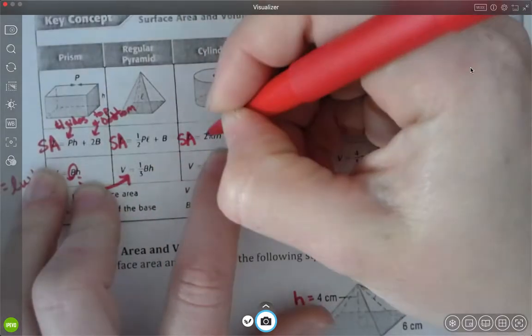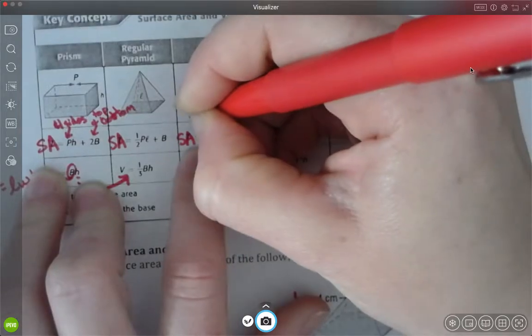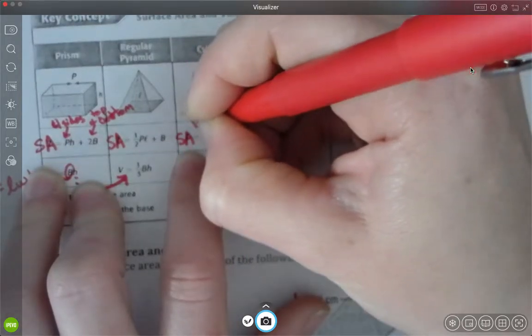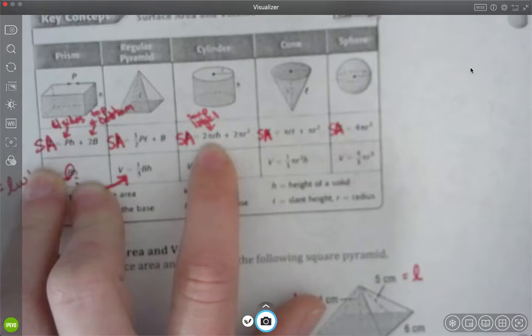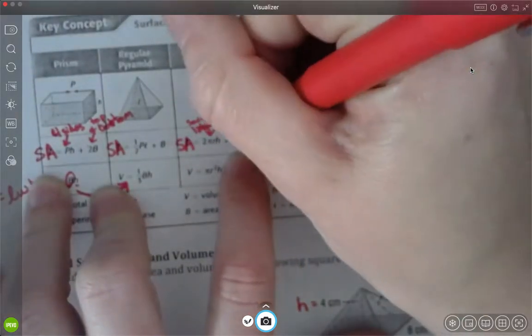For a cylinder, 2 pi r h gives you the side, or I'm going to call it the soup label. You guys know what I'm talking about by the soup label? The soup label is the area around the side here. And then 2 pi r squared is top and bottom.